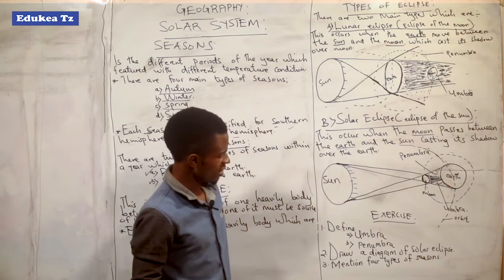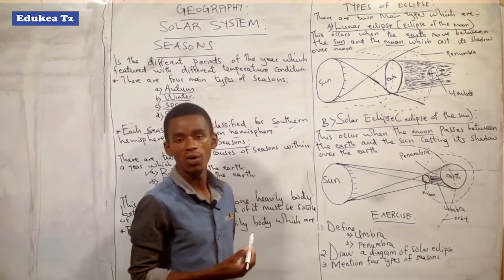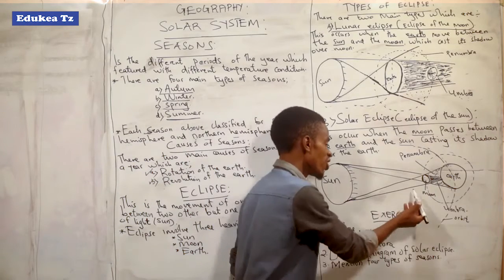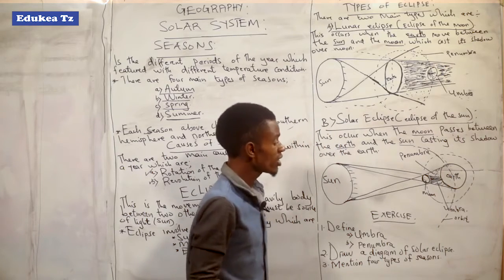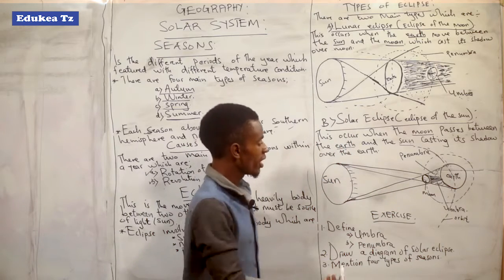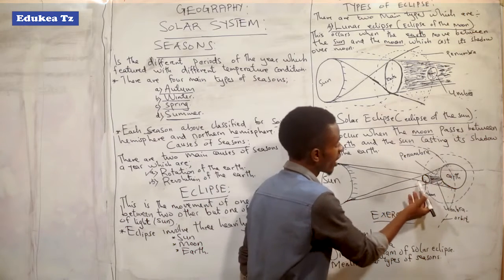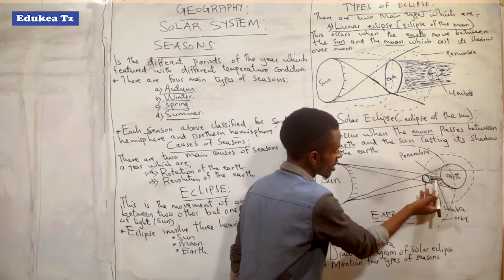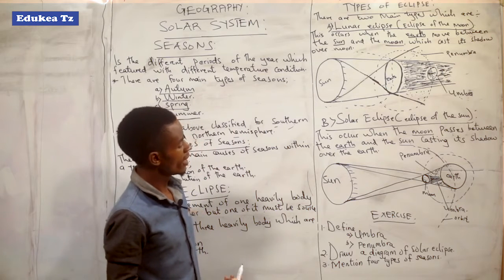Here you can be asked a question: why are there penumbra and umbra? The reason is that the moon is smaller compared to the Earth. So the area where the moon covers fully causes the umbra, and the area of penumbra means the moon is not covering fully. In that area partial shadow occurs, and in this area total shadow occurs. So that is all about the solar eclipse.